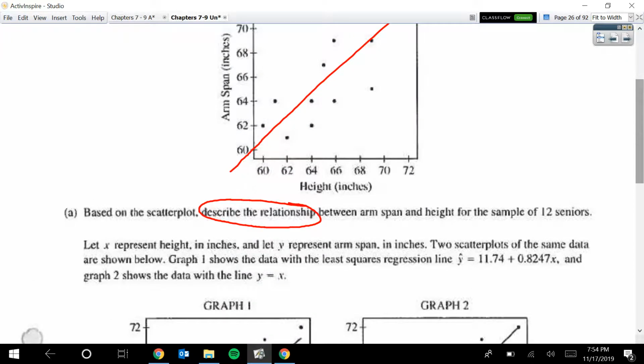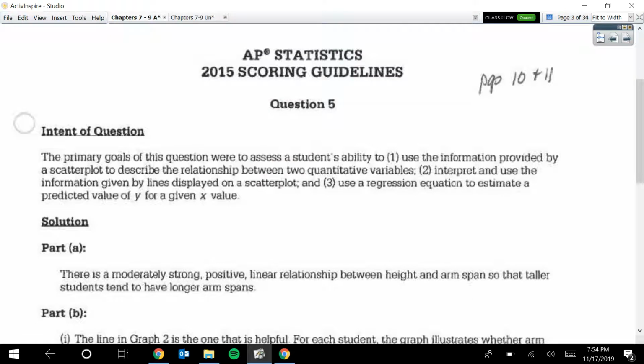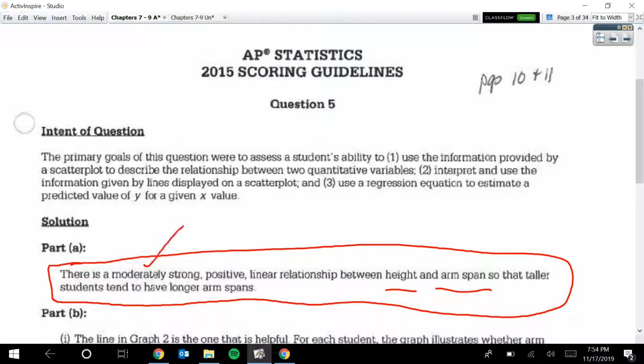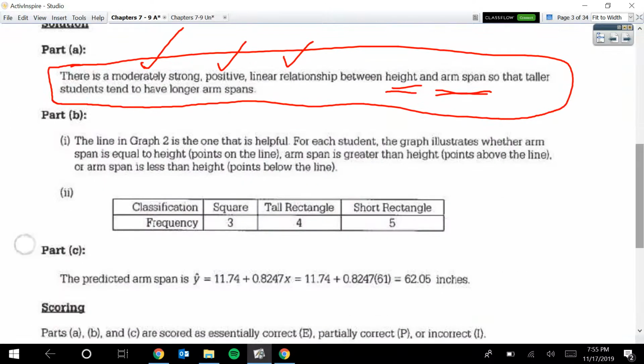In fact, let me show you the grading guidelines. It says, there is a moderately strong, positive, linear relationship between height and arm span. So moderately strong, positive, linear relationship between height and arm span. Okay, so now let's actually look at what they required for grading and scoring.